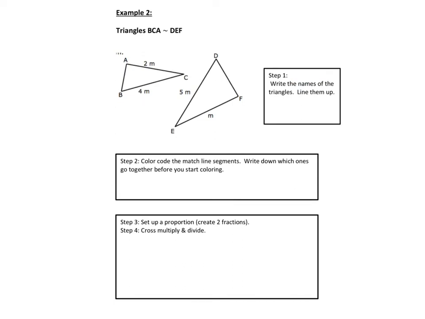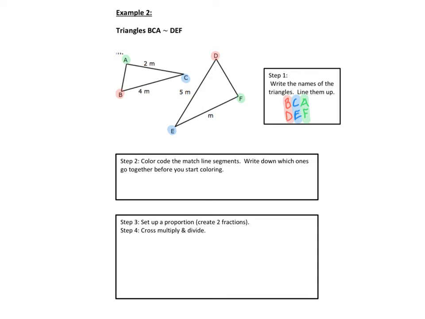Here's our second example. So the first step is to write the names of the triangles and line them up. So we have B, C, A, and D, E, F. Now I'm going to color code those according to step 2. So the first one I like is red, second one's blue, and third one's green. Now we need to color code the actual letters. B was red, and D was red. E is blue, so C is blue. A and F are green.